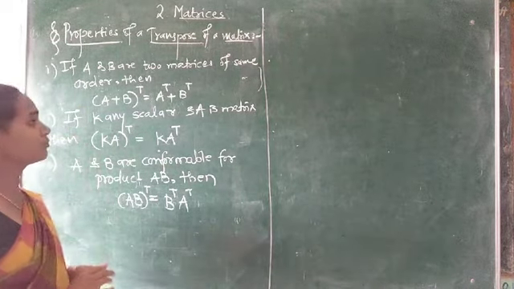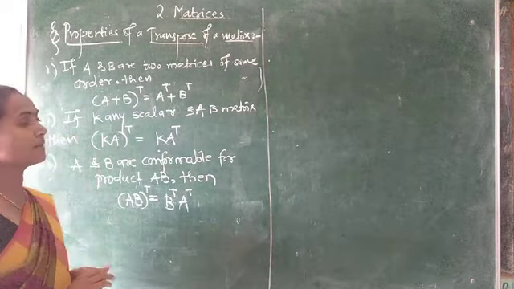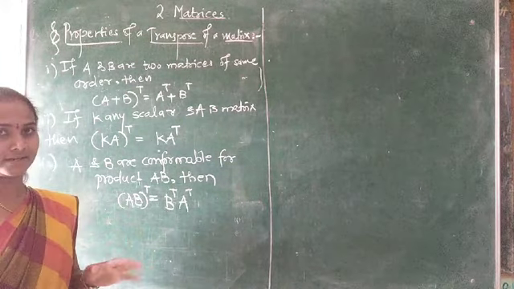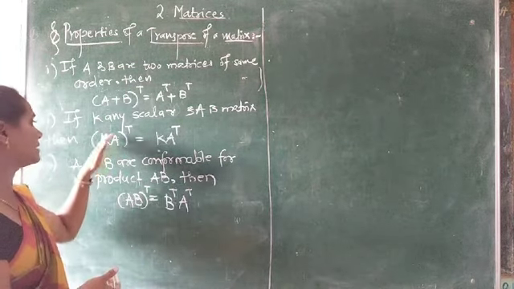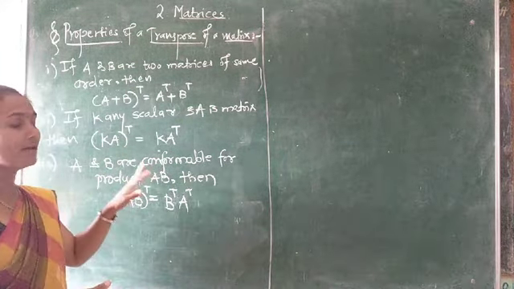If A and B are two matrices of the same order, which is very important, then (A + B) transpose is equal to A transpose + B transpose. The second property is that if we multiply any matrix A by any constant K and take the transpose of the matrix, then we will get K times A transpose.